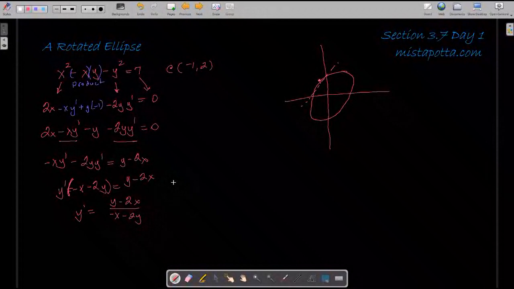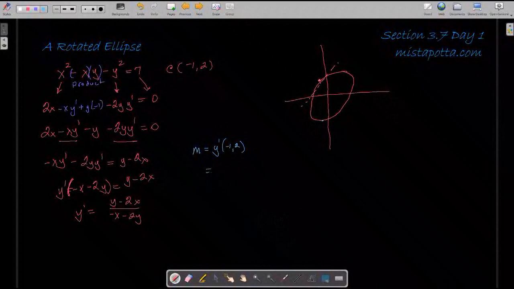And so if I wanted to talk about the slope of the tangent line at this point, I know that my slope is going to be equal to my derivative evaluated at the point negative 1, 2. Remember that because we're doing this implicitly, our derivative is actually a function of two variables, x and y. So I need to know both of these, because just x gives me a different point.